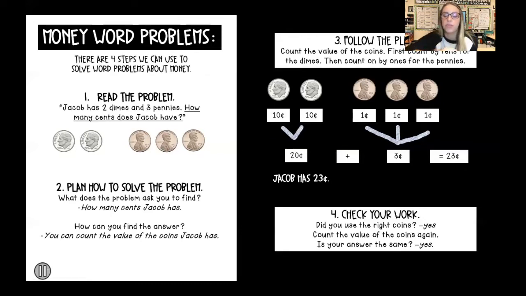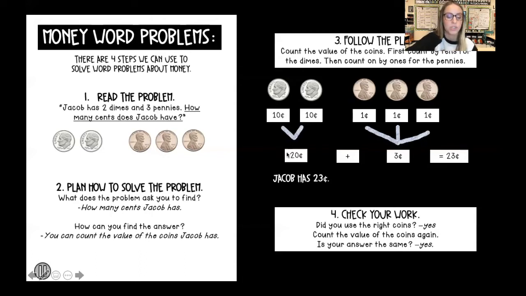Then we have to count the value of the coins again. So we know the value is 10 cents for a dime. So 10 plus 10 is 20. Then we know a value of a penny is 1 cent. So 1 plus 1 plus 1 equals 3 cents. So yes, we did get the values correct.